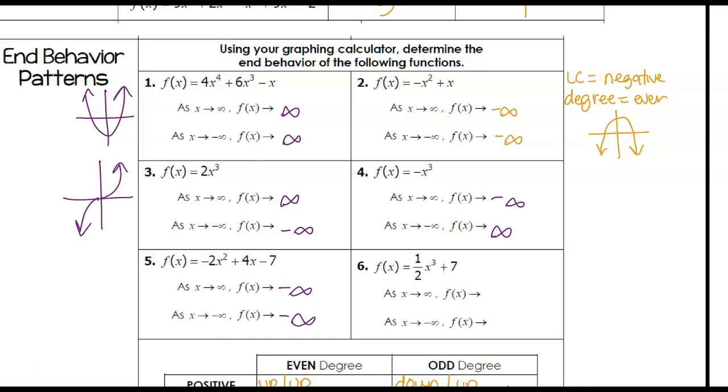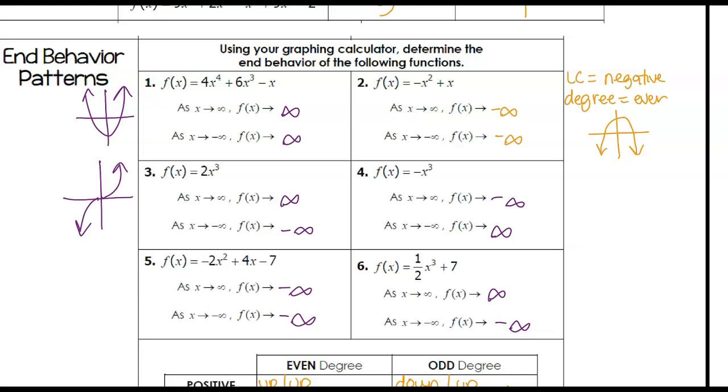you should have had for that 1/2 x to the 3rd power. Hopefully you know 1/2 is positive. I don't know why last class couldn't remember that. And then as x approaches infinity, f of x should also approach infinity. And as x approaches negative infinity, f of x should also approach negative infinity.